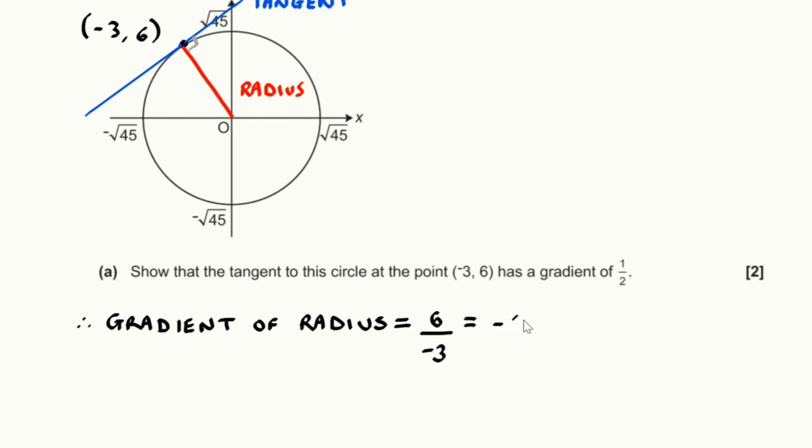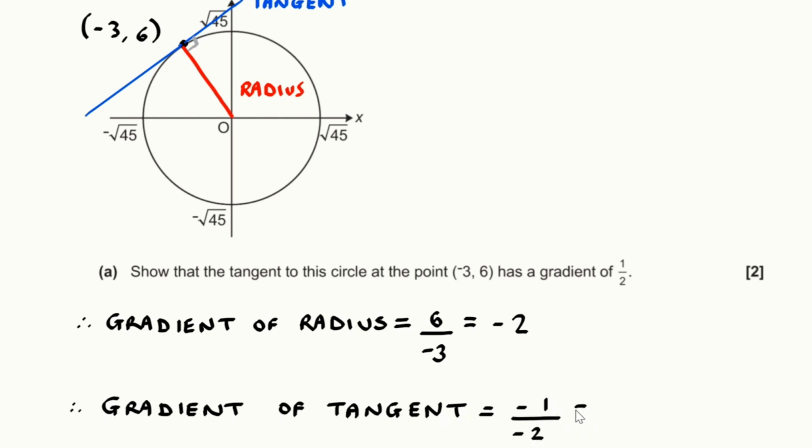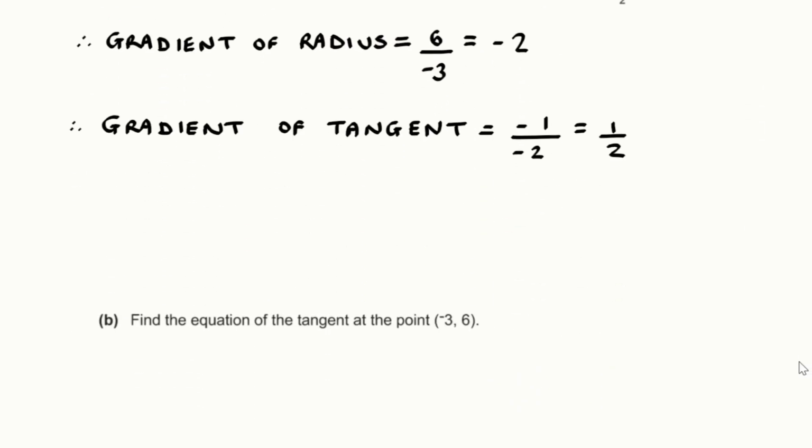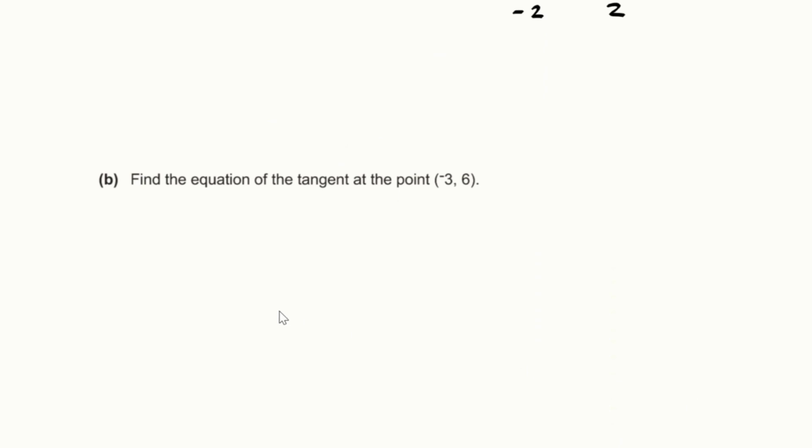So here we get the gradient of the radius is -2, and therefore the gradient of the tangent is equal to -1 divided by -2, which is 1/2. And then for part B, we have to find the equation of the tangent at that point.